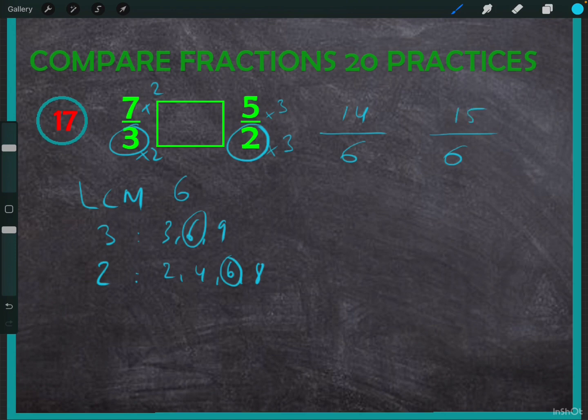From here, we have two new fractions with the same denominator. To compare them, we only need to compare the two numerators. 15 is greater than 14, so 15 over 6 is greater than 14 over 6, or 5 over 2 is greater than 7 over 3.